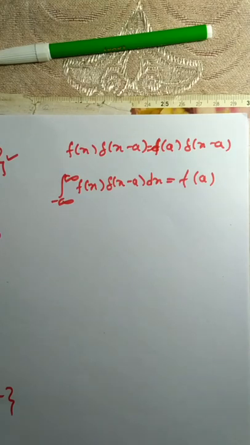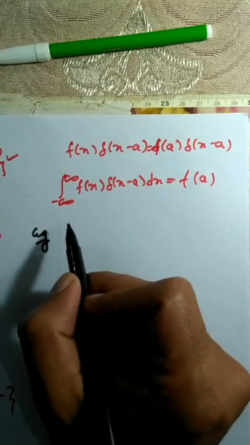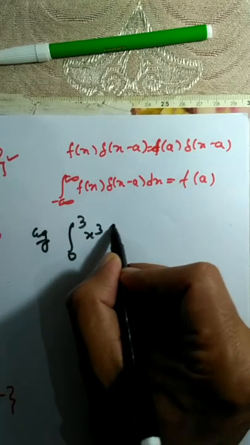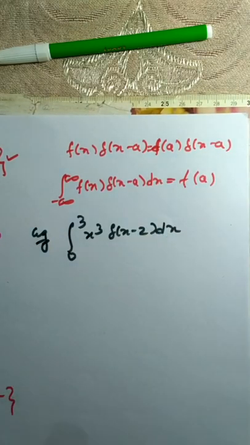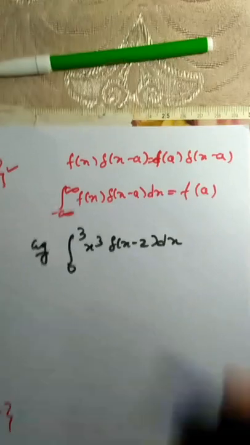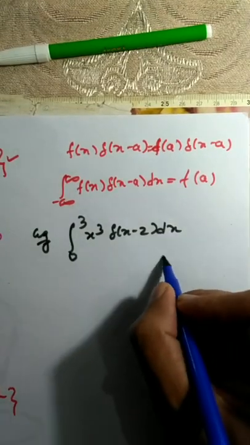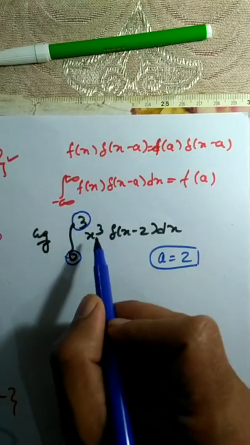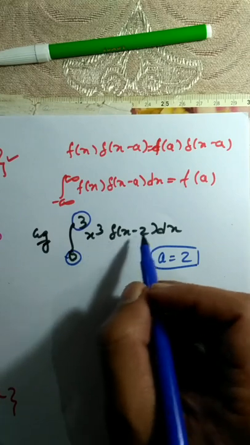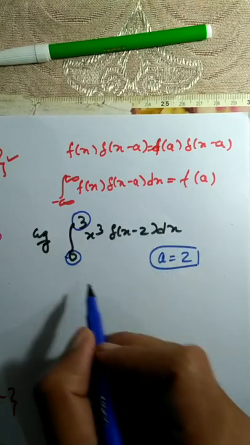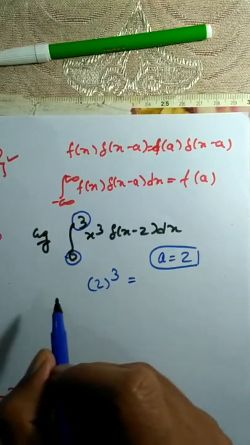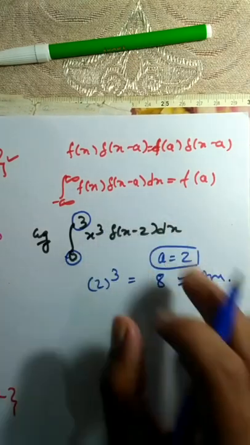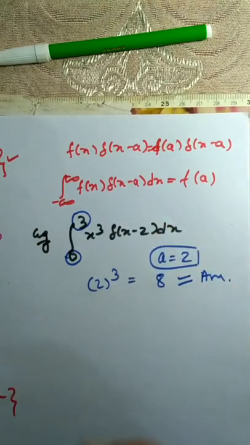Okay, let's take an example. We have to evaluate the integral with limits from 0 to 3 of x cube del x minus 2 dx. See, in this case the value of a is 2, and a is inside the limits, so this integral will take the value of the function at point 2. So it will be 2 to the cube, and the answer will be 8. See how, by using this property, we have solved this question in just one line.